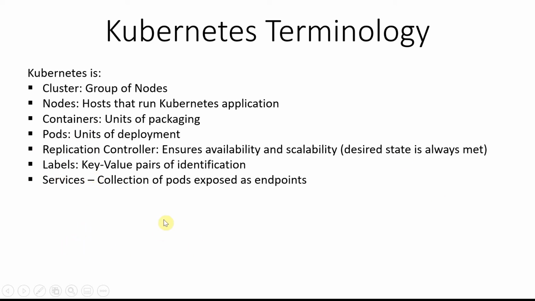Next is services. Pods can die down. Pods are just like Docker images, right? A pod is nothing but a collection of Docker images or container images. These pods can die down. They're ephemeral. Ephemeral means the state is not maintained. So anytime a pod can die down, and every time it can come up again.